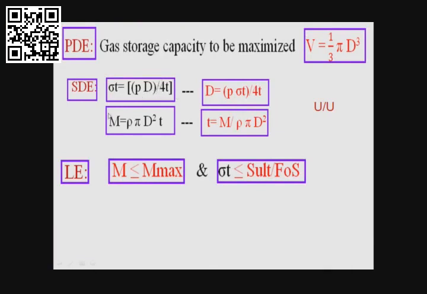Stress is given by P into D divided by 4 times T, and the mass equation is given by M equals ρ into π into D square into T. So here you can see D is there. If you want to substitute values from the secondary equations into the primary equations, we have to form it in terms of D.